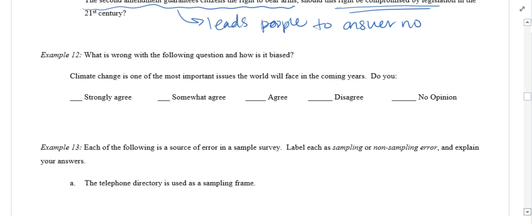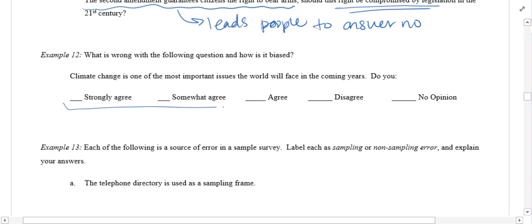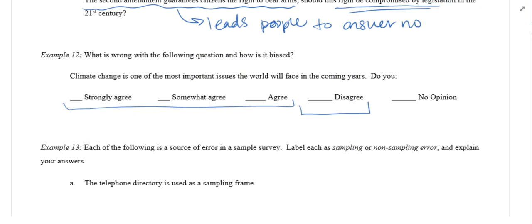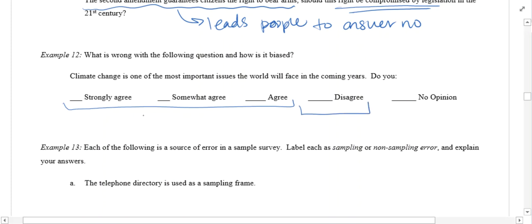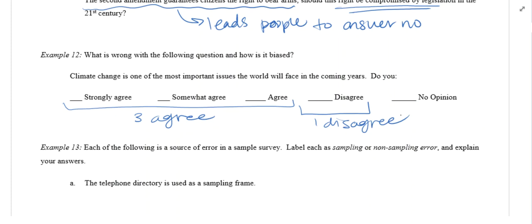Okay, do you notice that we have 3 that are either somehow you agree, there's only 1 where you disagree, and then you can have no opinion. So when you have a situation where you've got 3 agree, 1 disagree, what do you think is going to end up happening with your results? Most people are going to somehow agree.